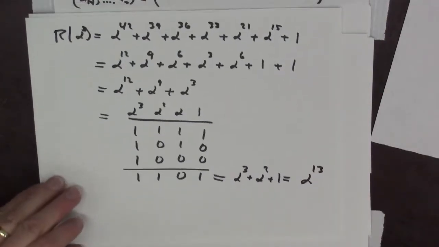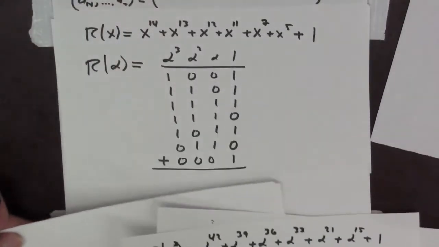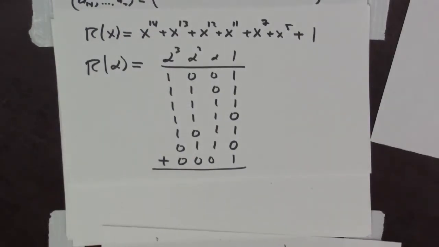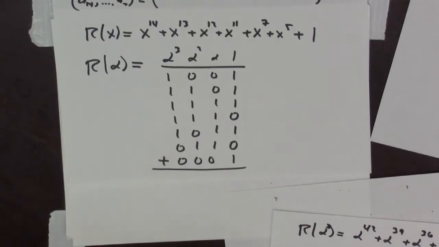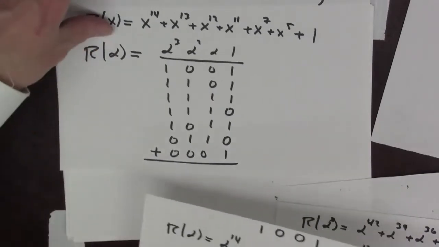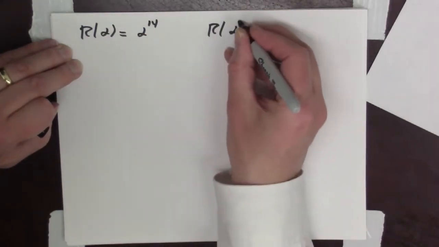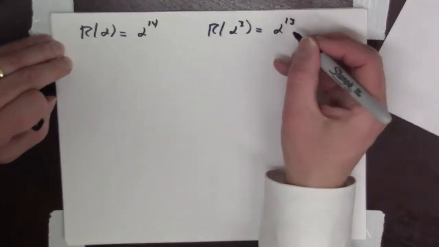Aha! So let's quickly summarize. Actually, before I forget, what happened to here? Good. No, not there. Oops, I lost R of alpha. Oh, here. We calculate R of alpha is alpha to the 14. So let me write that on a piece of paper. R of alpha, you calculate the alpha to the 14. R of alpha cubed, calculate the alpha to the 13.